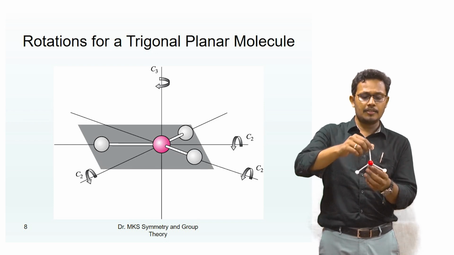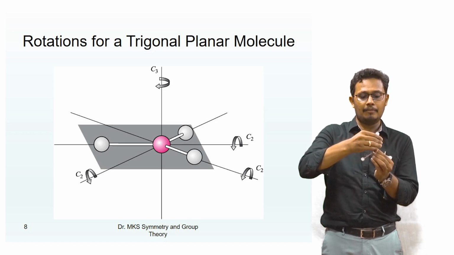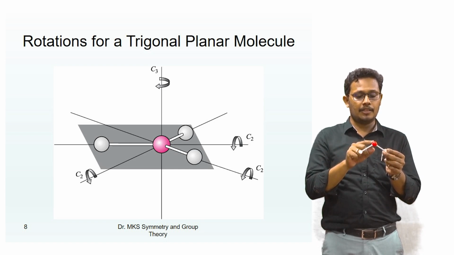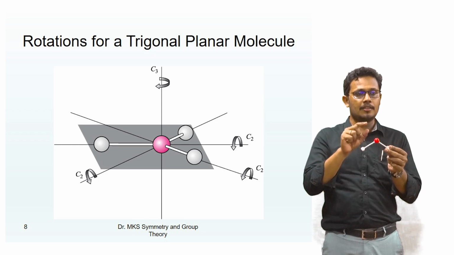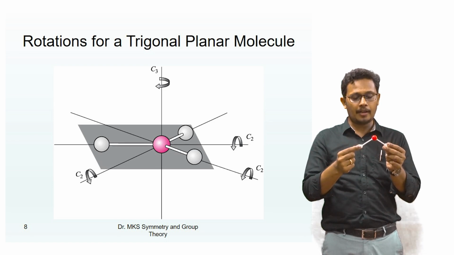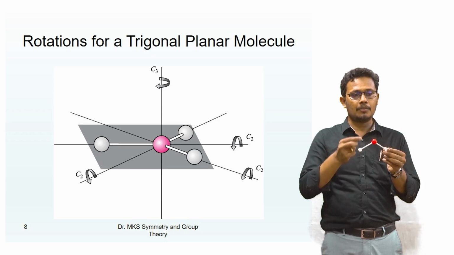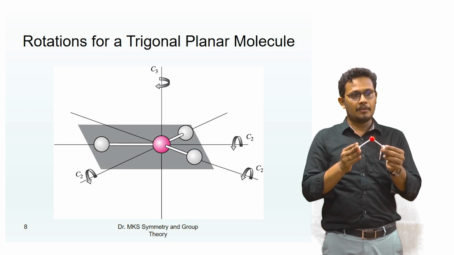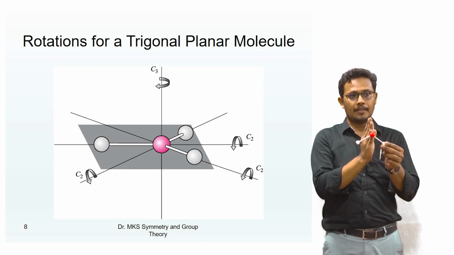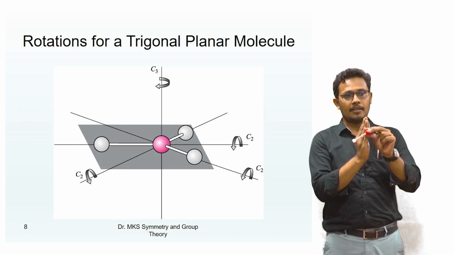Otherwise you consider it like this. See, if I remove this element, BF3, I have taken BF3 as an example. Here, you neglect this and consider water. Here we have oxygen, here we have hydrogen, and another hydrogen. According to a plane of symmetry, we are placing a plane here. Just place a mirror here. If you place a mirror here, what happens?